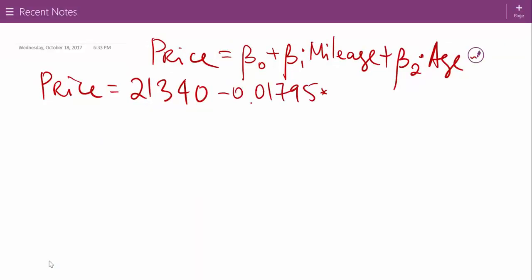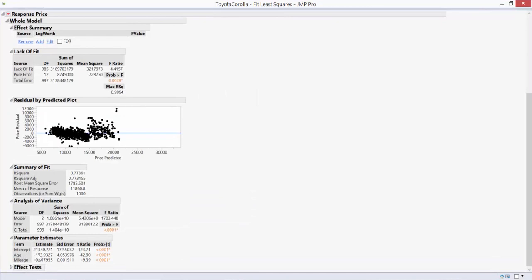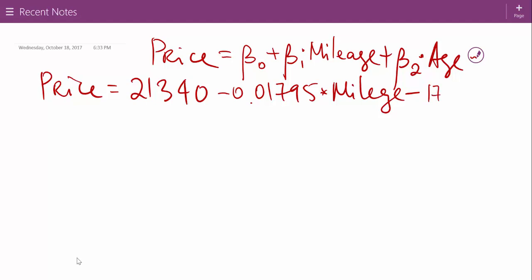0.01795 times the mileage. That's my beta 1. And minus, I believe, right? What's the slope for my age? Yeah, it's minus 173.9. Does that also correspond to my common sense hunch that I had before? Cars getting older, price going down? Yeah, it's consistent, right? Minus 173.9 times the age of the car. Okay? So that's my regression equation.